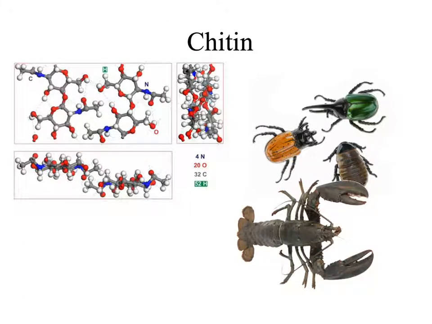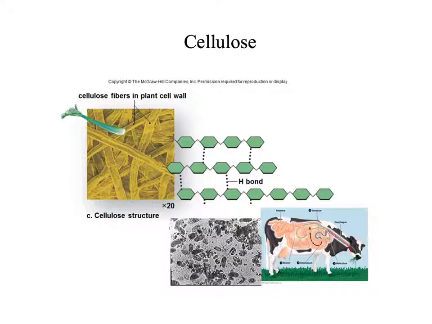Chitin is a structural carbohydrate that's often found in arthropods, things like insects, crayfish, crabs, lobsters, and other multi-legged jointed organisms. These organisms have hard exoskeletons. The chitin is one of the compounds that makes that exoskeleton so hard and crunchy. Cellulose is a structural carbohydrate found in the cell walls of plants.